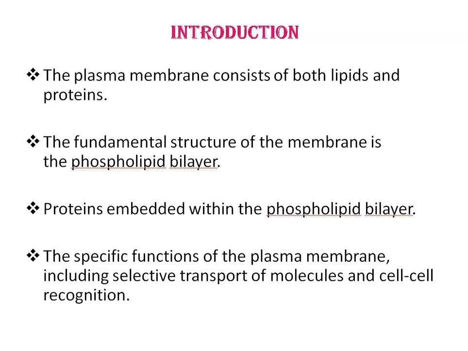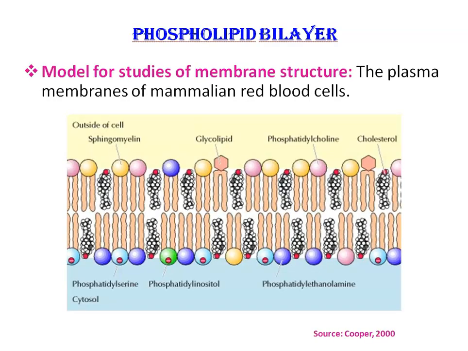Proteins embedded within the phospholipid bilayer carry out the specific functions of the plasma membrane, including selective transport of molecules and cell-cell recognition. Let's start with the structure. The plasma membrane of mammalian red blood cells, that is erythrocytes, have been particularly useful as a model for studies of membrane structure. Mammalian red blood cells, we know, do not contain nuclei or internal membranes, so they represent a source from which pure plasma membrane can be easily isolated for biochemical analysis.